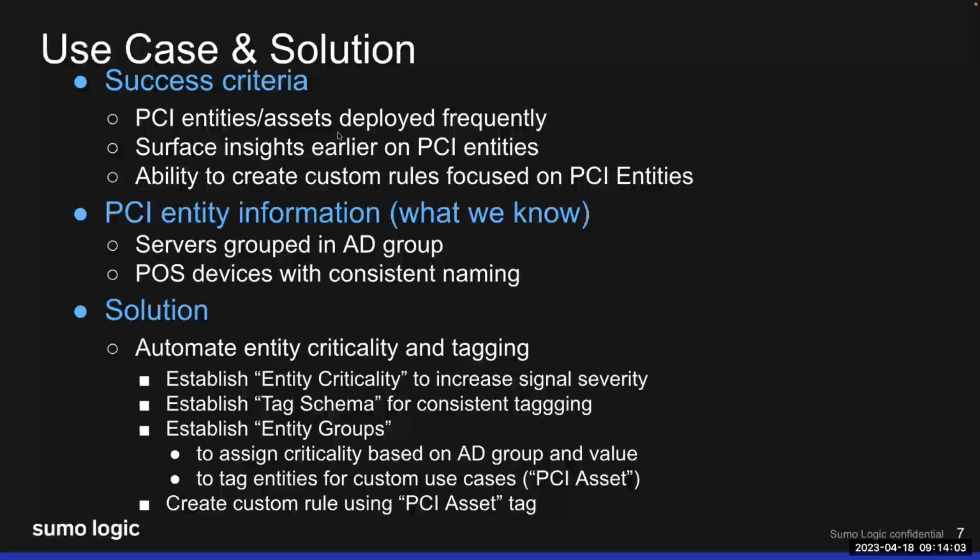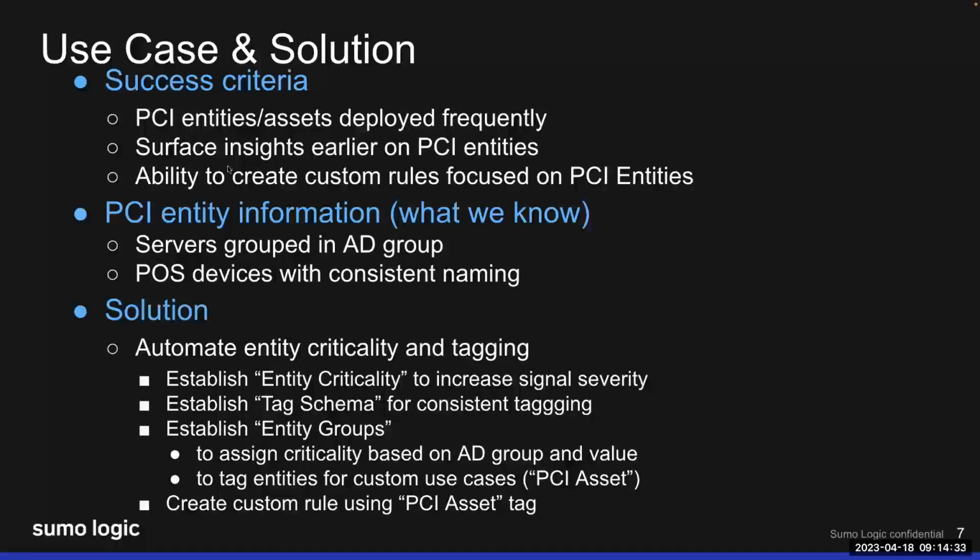So in those cases, what we want to establish is that if a signal is generated on a PCI entity in this case, we want to surface insights earlier. Meaning any activity that occurs on these entities, we want the signals to be ranked higher. So if we have a severity of 2, let's say, for a signal, through the use of these entity groups, we can then increment those values.